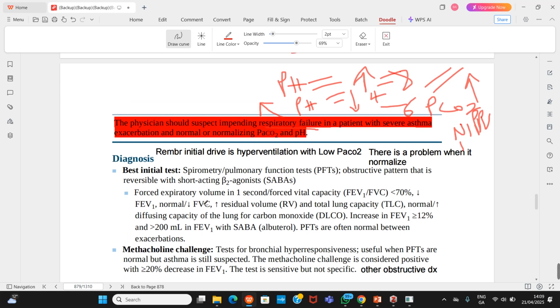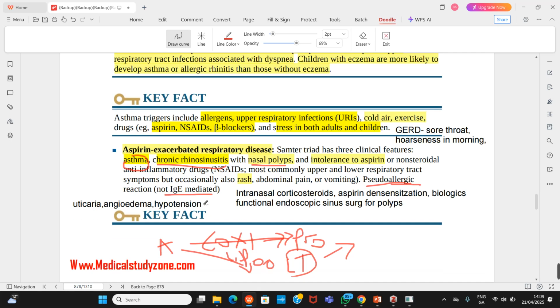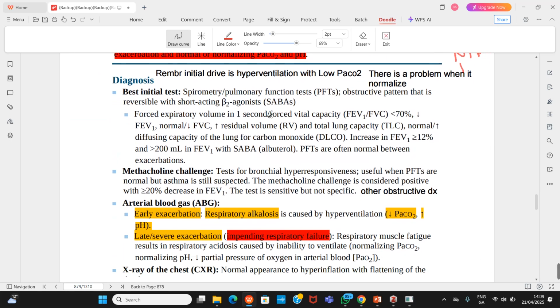So now we want to make the diagnosis of asthma. How do we go about it? We are going to do our pulmonary function test, and we are going to see an obstructive pattern.